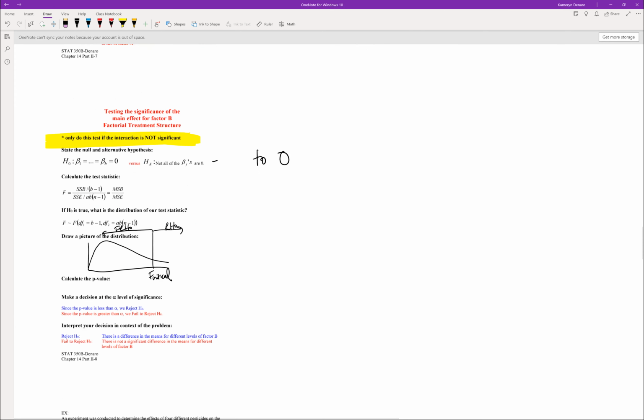I saw a double negative. HA, not all of the beta j's are 0. Or similarly, another way to say it would be at least one of the beta j's does not equal 0. Okay, so when we interpret this, we would say, if we reject H0, we're really saying there is a difference in the means for the different levels of factor B.